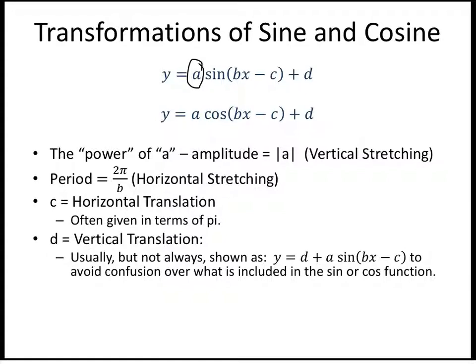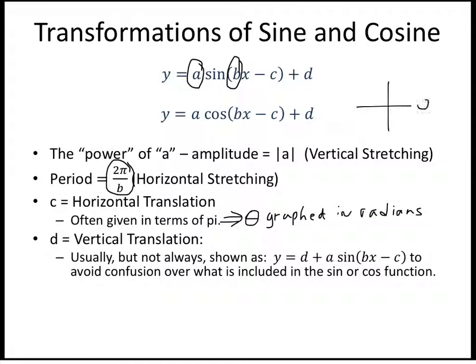Now, b is going to be our period. Okay, this is how many cycles it's going to go through as compared to the parent function. And we're able to calculate that using the function 2 pi over b is going to equal our period. Now c is often given in terms of pi because theta is often graphed in radians. Okay, so remember our axes are theta and f of theta when we're graphing trigonometric functions.